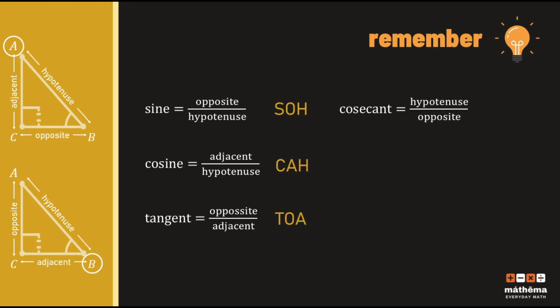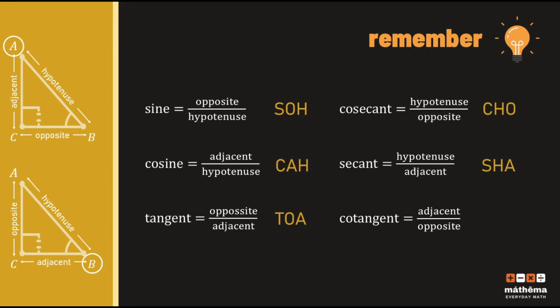Cosecant, we have the hypotenuse over the opposite side. That will give us CHO. Secant, hypotenuse over adjacent side, that will give us SHA. Cotangent will give us adjacent side over the opposite side, that will give us CAO.